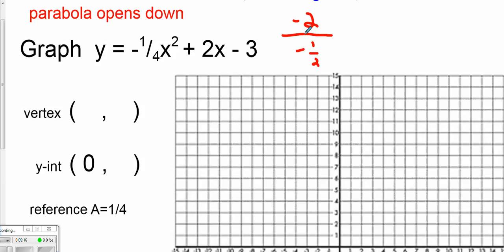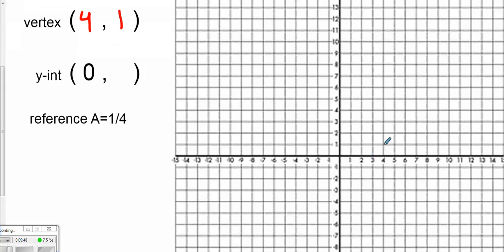Now instead of dividing by a fraction, you can multiply by its reciprocal. So negative 2 times negative 2 comes out to a positive 4. So 4 is our x value. We just plug in 4 everywhere we see x here. 4 squared is 16. Negative 1/4 of that is negative 4. 2 times 4 is 8. So negative 4 plus 8 is 4. Minus 3 is 1. We have a vertex at (4, 1).